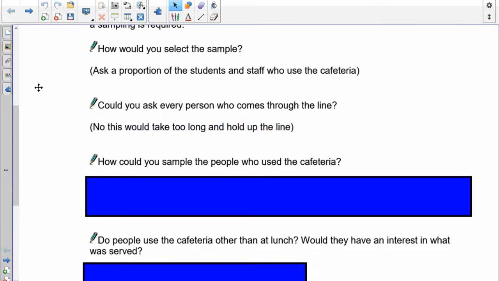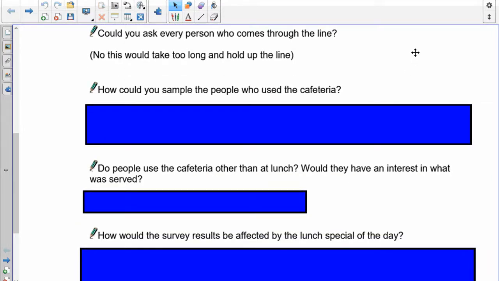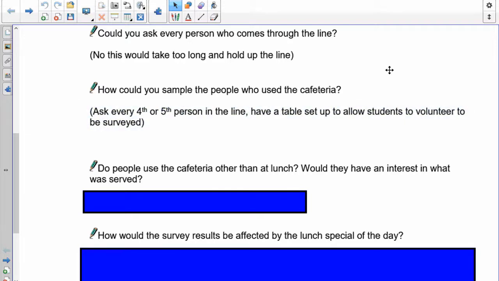No. It would take too long and hold up the line. We're talking about over 1,500 students who would be going through the line if they were eating there at the cafeteria. So how could you sample the people who use the cafeteria? What ways are available to you will be explained a little further down, but you could ask every fourth or fifth person in the line, or you could have a table set up to allow students to volunteer to be surveyed, or you could have it published that it's going to be on the school website or something of that nature too.